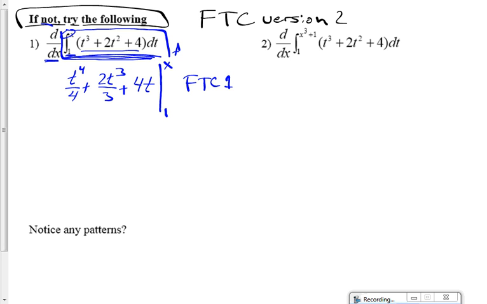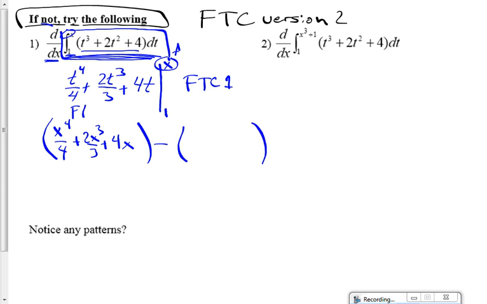Okay? Yesterday we learned that I put in the upper limit first, I put in the lower limit second, so this is going to be x to the 4th over 4. Actually, this is how I showed it, didn't I? Parentheses minus parentheses, the function evaluated at the upper minus the function evaluated at the lower. So this will be x to the 4th over 4. I'm putting x in place of t because it tells me to there. Plus 2x cubed over 3 plus 4x. That is capital F of x, the antiderivative evaluated at the upper limit.